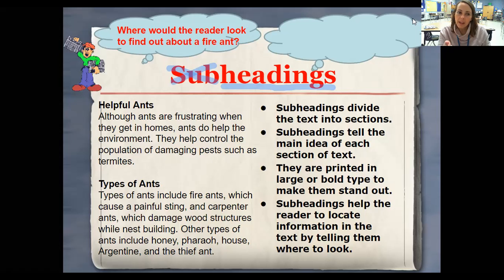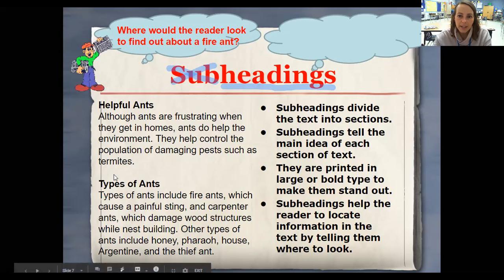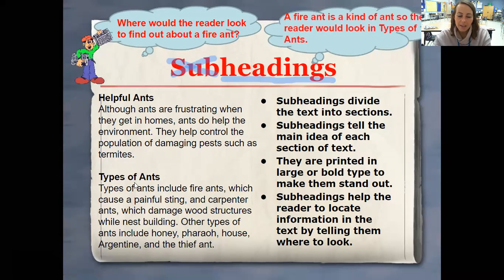So in the example we have here, we have two headings. We have helpful ants and types of ants. And usually the headings are in bold. See how they are? They're in a bolder print. Sometimes the headings are written in a larger print so that they stand out, and they can help the reader find specific information. So if I wanted to find out about a fire ant, I would look right here under types of ants, right? Because I can figure that fire ants probably aren't helpful ants.